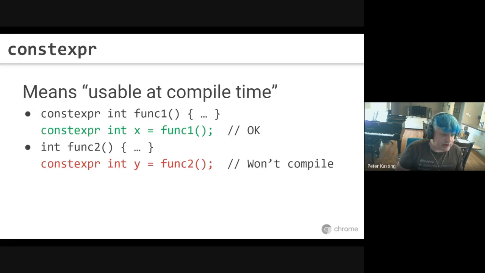Here's how it looks in practice. We have a function, func1, that's marked as constexpr by putting constexpr in front of the whole thing. And then we have a variable x that's also marked as constexpr, and it's initialized by calling a function. This is fine. You can do this. We also have a non-constexpr function, and we try to initialize a constexpr variable with it. That is bad. The compiler will yell at you.